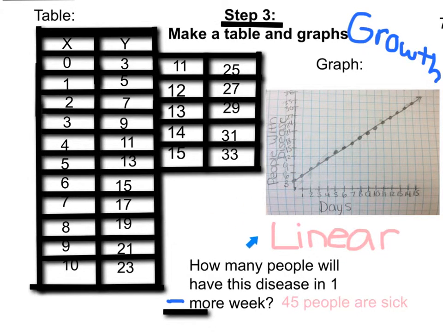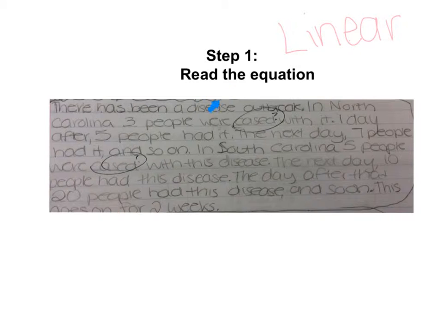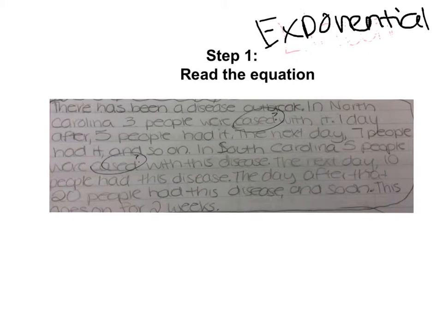And there's another question, and it says, how many people will have this disease in 1 week? If you put it into the equation, you will get 45 people are sick. Now we are doing it for linear. We are doing it for exponential.